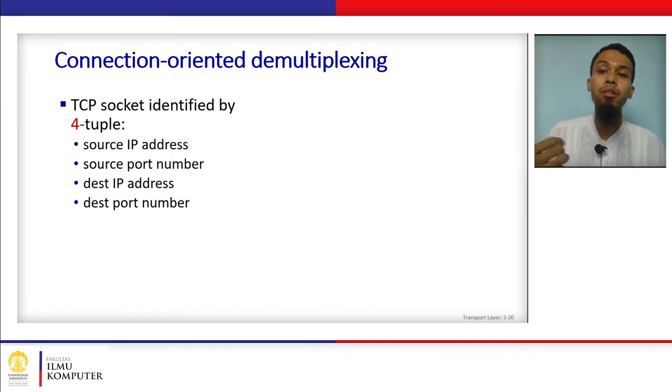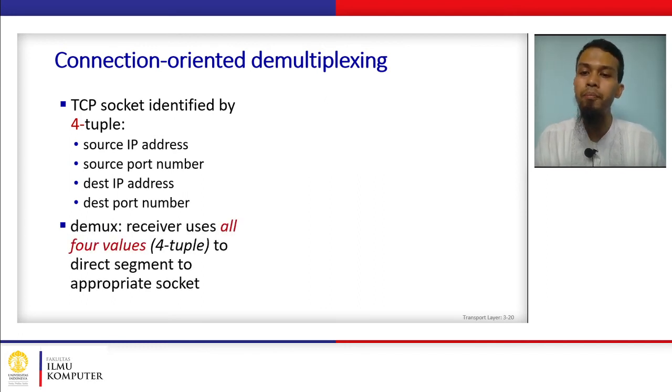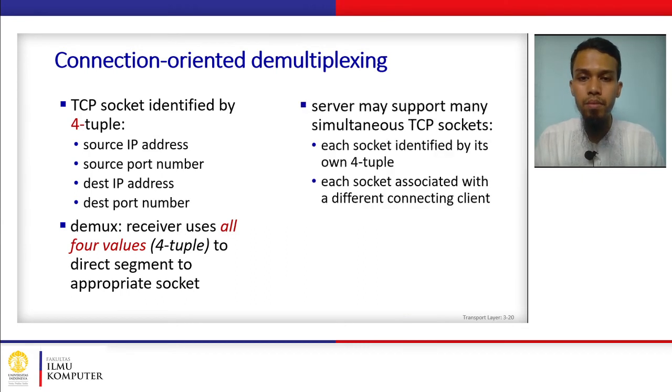So a TCP socket is identified by 4 tuples: source IP address, source port number, destination IP address, and destination port number. So we'll use all 4 values in combination to direct to the correct, appropriate socket. The server may support many simultaneous TCP sockets. For example, if a web server serves 10 different clients, it has to open 10 different sockets, and it has to be done simultaneously.